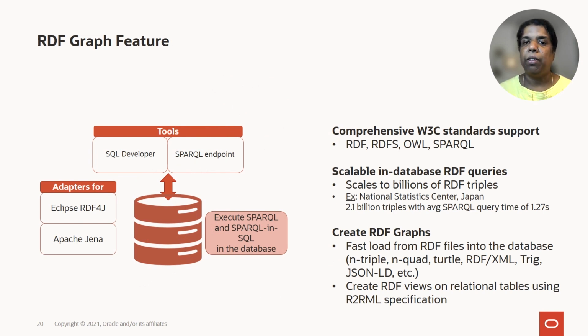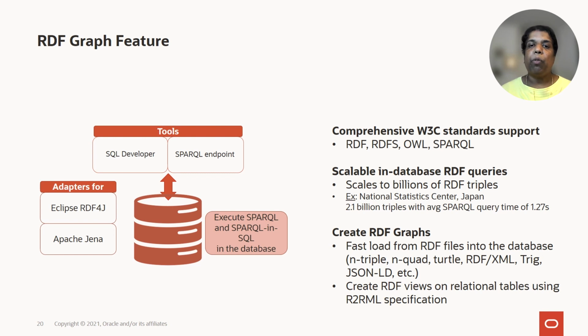So we have comprehensive support for RDF based on the W3C standards. SPARQL is a query language that comes from the W3C standard, and we have full support for SPARQL. We can run SPARQL queries in the database, and this has been proven to scale to billions of RDF triples. For example, one of our customers, the National Statistics Center in Japan, had, when we last checked, about 2.1 billion triples, and they had an average SPARQL query response time of 1.27 seconds. And it was the same when they had 1.1 billion triples as well. So the system has shown that it can scale really well.